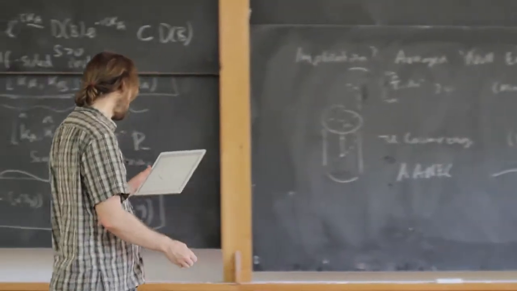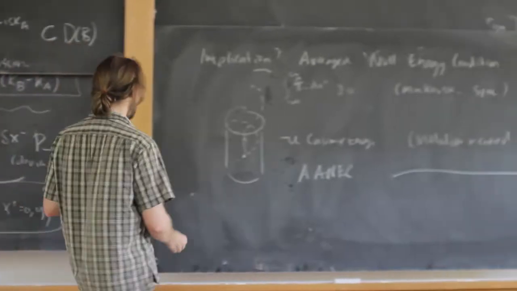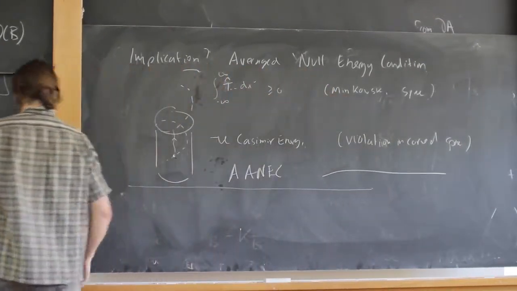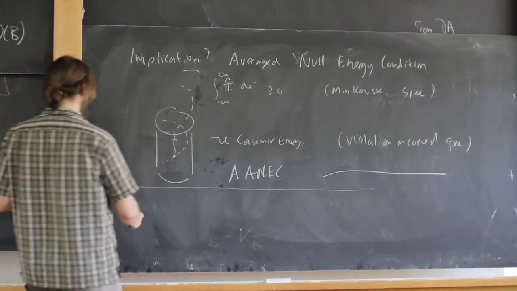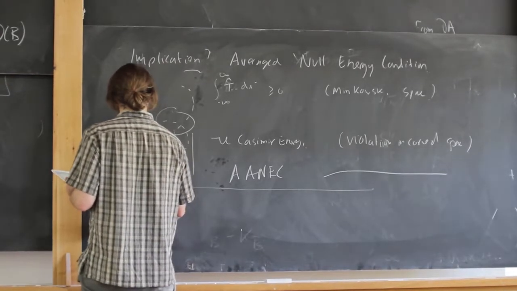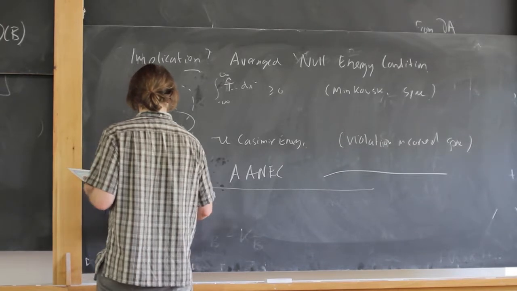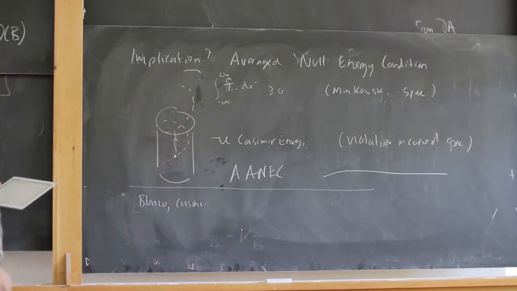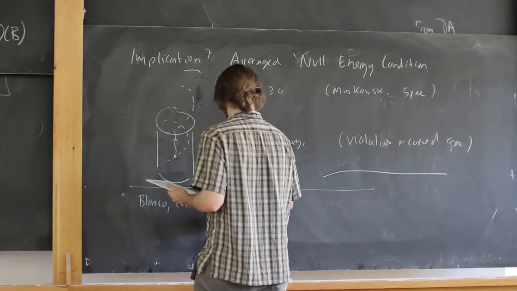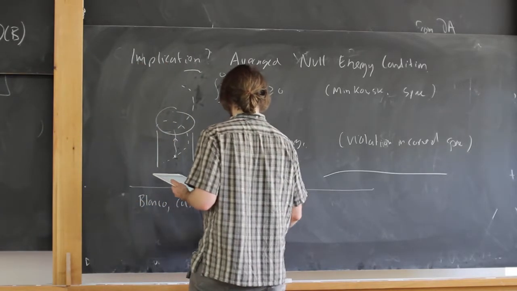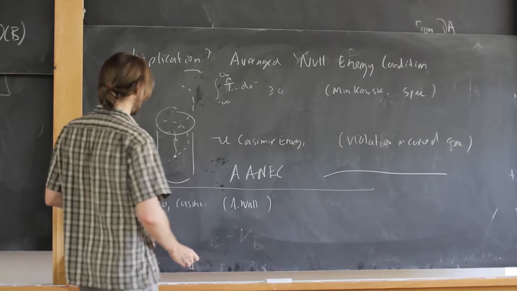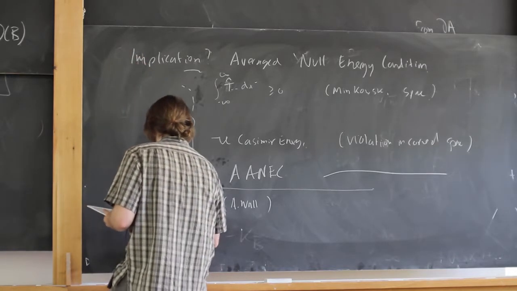Okay. So how do we go about proving this? Well, it's sort of a neat argument that has a long history. But for me, I first read about it in a paper by Blanco and Casini. But Aaron Wall, I think, has been talking about similar arguments for quite some time. Okay, so the argument is related to relative entropy.